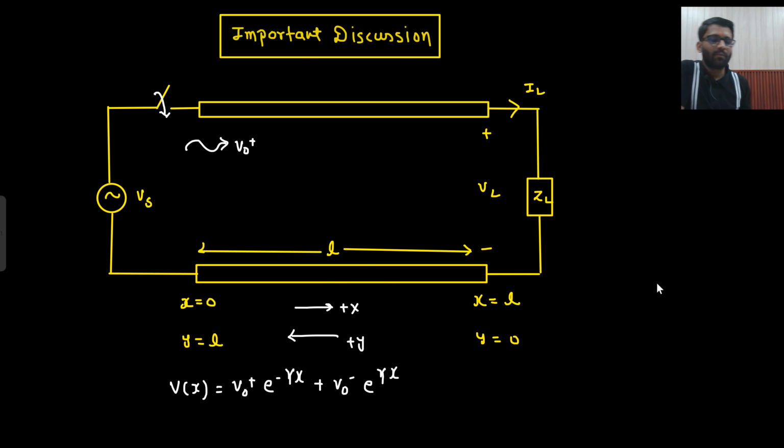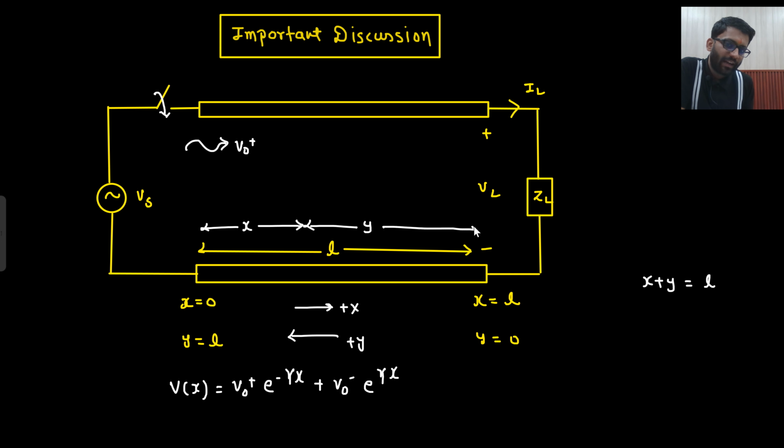Now can you tell me one thing, what is the value of x plus y? Here x plus y is equal to L. Why is that so? If I have covered x distance from the source side, that means I have covered y distance from the load side. From the load side I am covering y distance, from the source side I am covering x distance. So x plus y is equal to L. So what is your x? x is equal to L minus y.